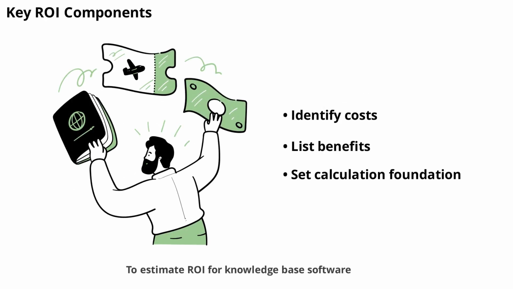To estimate ROI for knowledge-based software, you need to identify its main components, costs and benefits. Costs include everything you spend to acquire, implement, and maintain the software. Benefits are the measurable gains, such as time saved, reduced errors, and improved customer service. By clearly defining these components, you set the foundation for an accurate ROI calculation. In the next scenes, we'll break down each component in detail and show you how to gather the necessary data.